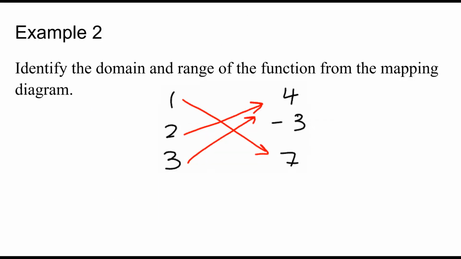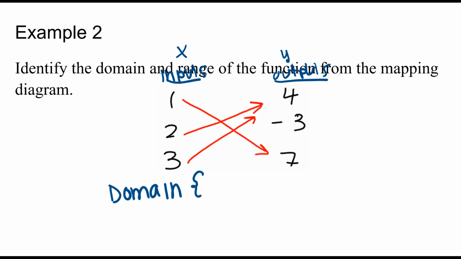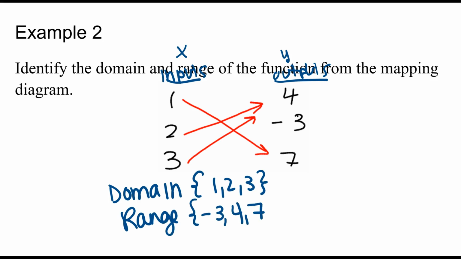Example 2 is a mapping diagram. Identify the domain and the range of the function. So these are our inputs, or our x's, and these are our y's, or our outputs. So, domain, small to big, no repeats: 1, 2, 3. And our range is our outputs, small to big: -3, 4, and 7.